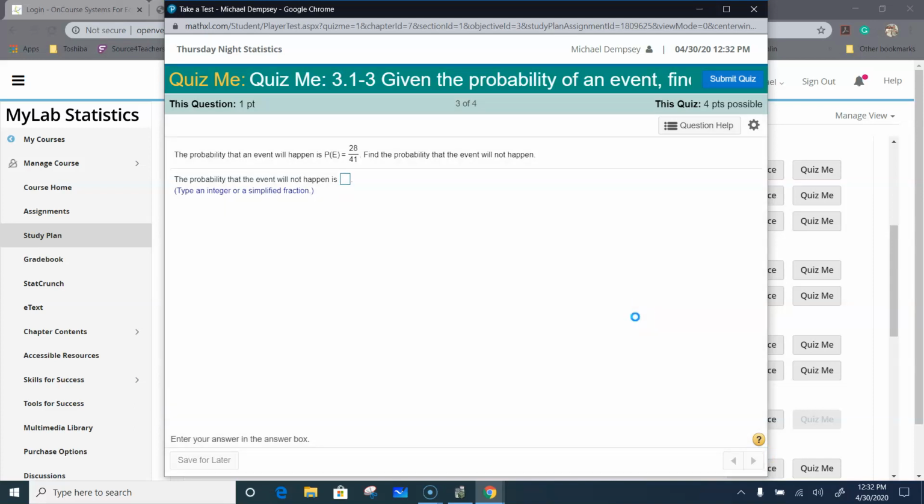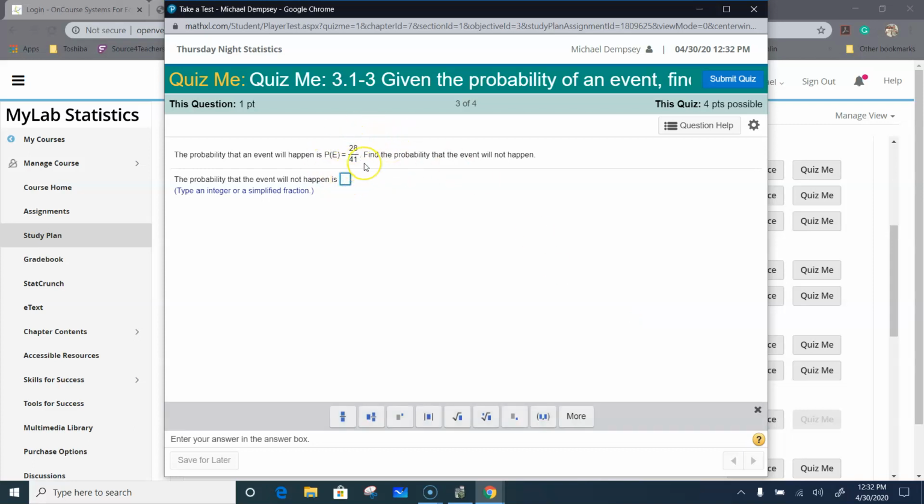Find the probability that the event will not happen. So here's the probability that it will happen, the probability that it will not. If it happens 28 out of 41 times, then there are going to be 13 out of 41 left where it's not happening.